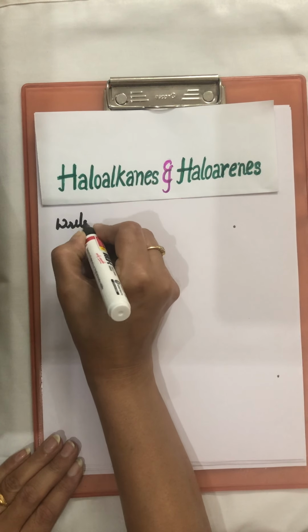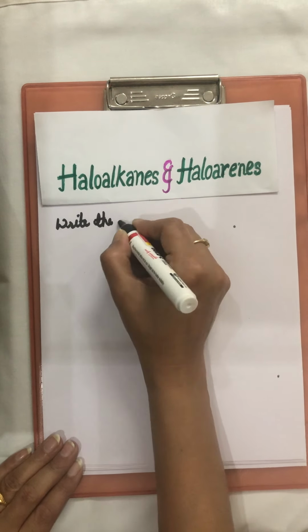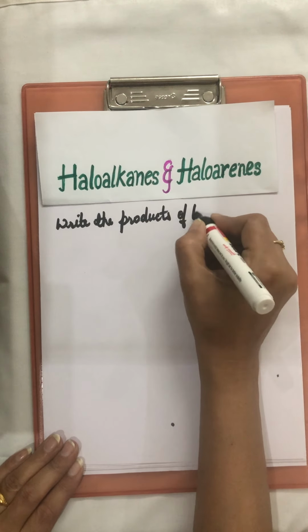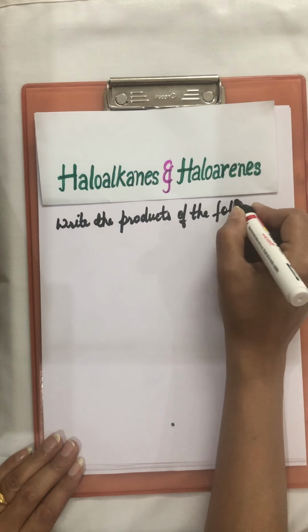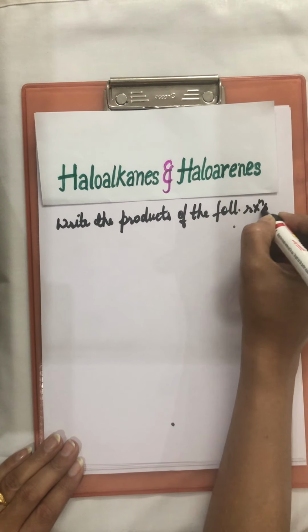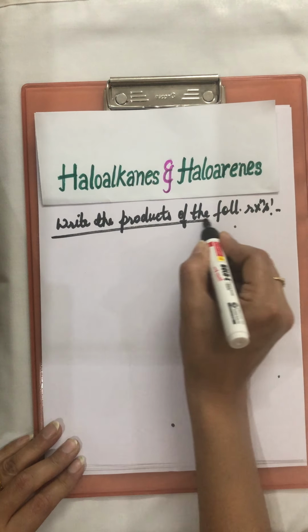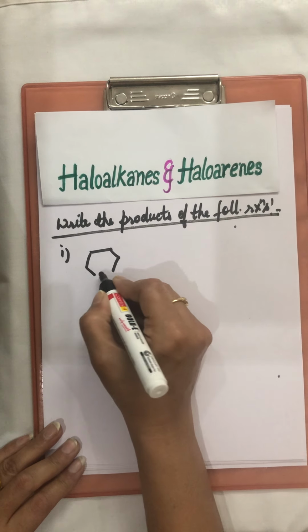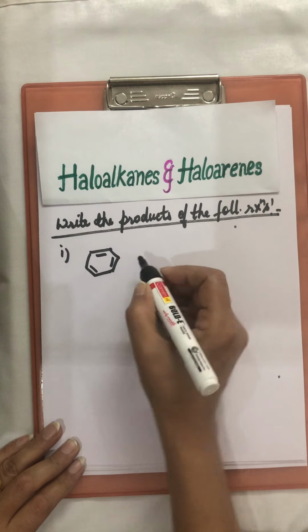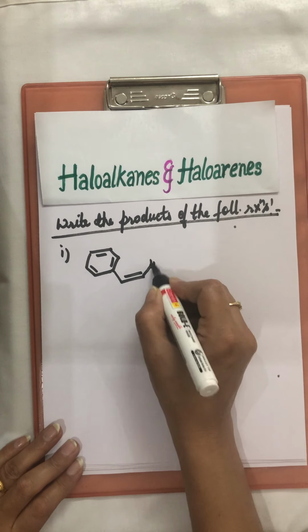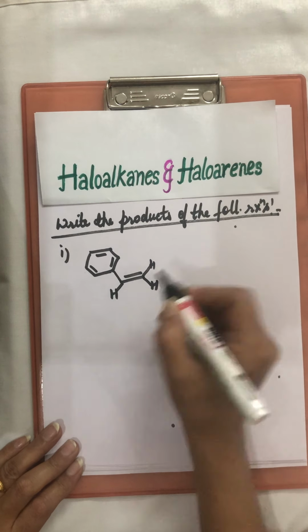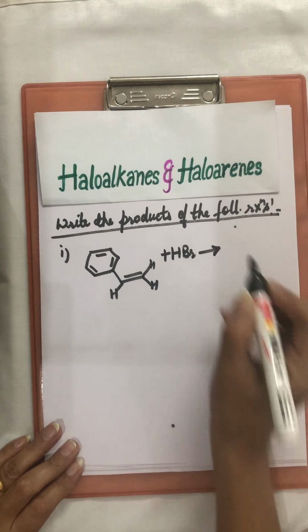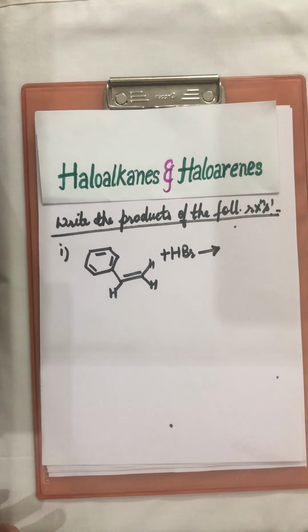Write the products of the following reactions. First part, if to this compound we add HBr, then what will be the product?